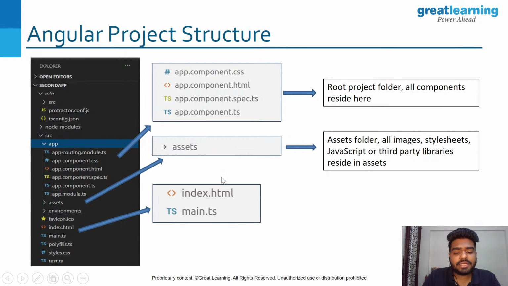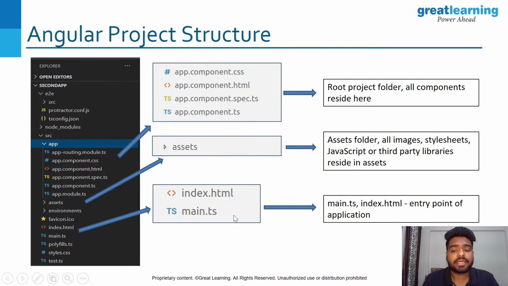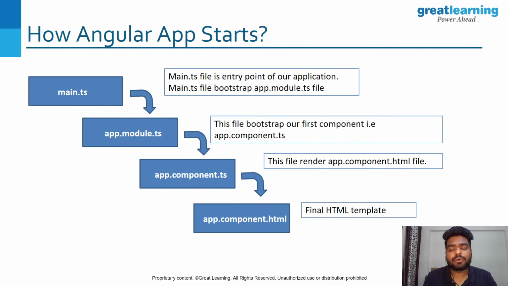Then index.html and main.ts are the heart and soul of your application. That means it's the entry point of your application, from where the entry will happen. Like I told you how the flow happens: first main.ts, the entry point, will bootstrap app.module.ts. Then app.module.ts will bootstrap the first component, which is app.component.ts. In app.component.ts, we have written the selector, which is the tag, and that tag will have the HTML file and the CSS file. That is how Angular works.